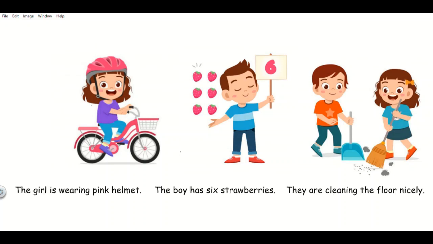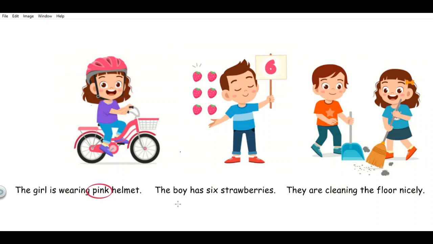The girl is wearing pink helmet. The boy has 6 strawberries. They are cleaning the floor nicely. Now look at the first sentence. The girl is wearing pink helmet. The color of helmet is pink. So here pink is the describing word.